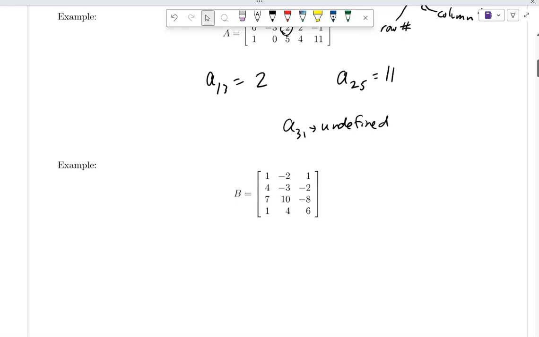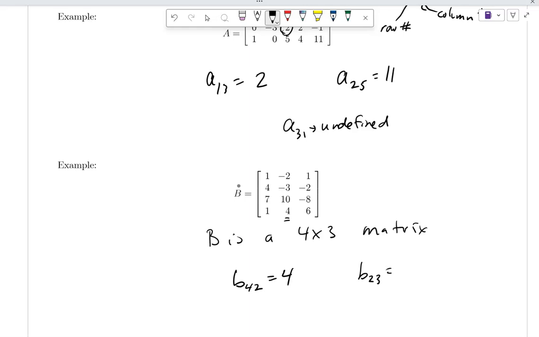Likewise, if we look at this next matrix here, what are the dimensions of B? Good, yeah, 4x3. So if we want to identify a couple of different entries, what about B sub 4-2? Everybody see where that's coming from, the 4? Is that one right there? Or B sub 2-3? Good. Are we all okay for identifying where these things are? Not too bad? All right.